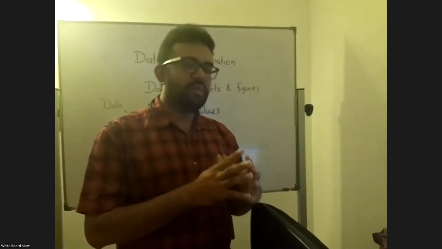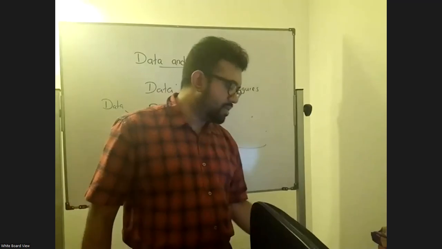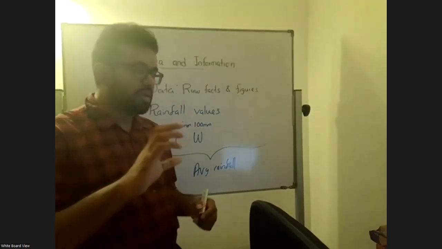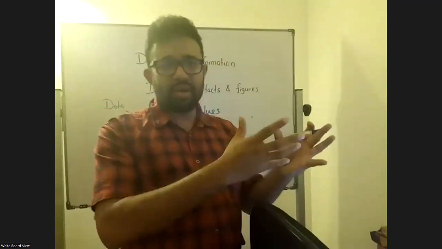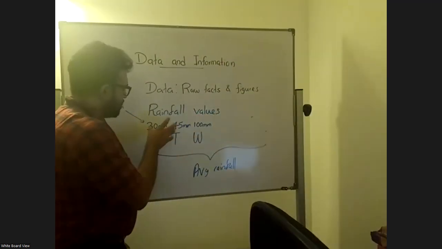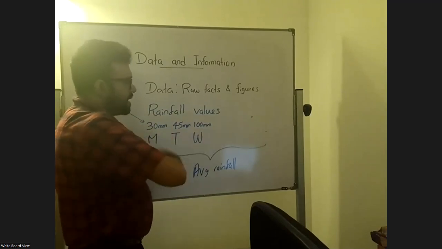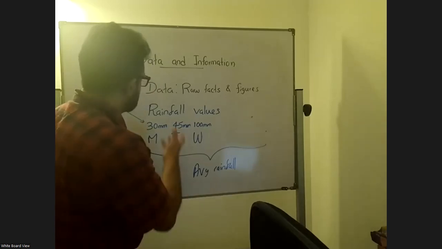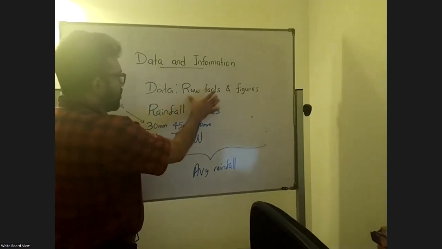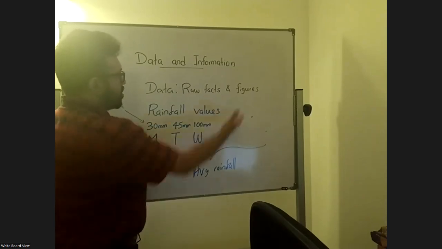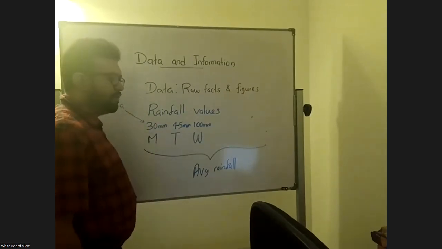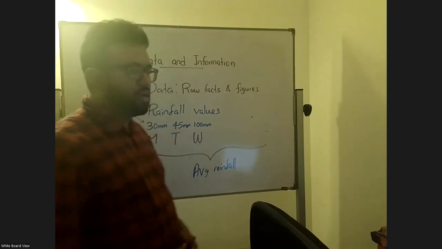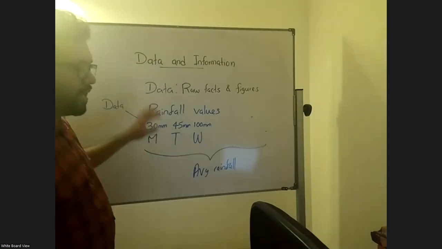The numbers, words, images, and symbols which do not bear a meaning. They don't have any meaning. So they are standing alone like this. By looking at that one, you cannot decide anything about the entire week or entire month. Just one figure. So it is a raw fact or a raw figure from which you cannot make a decision. So these are going to be data.